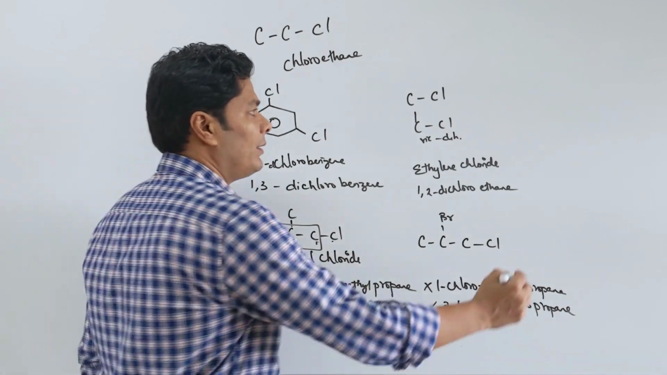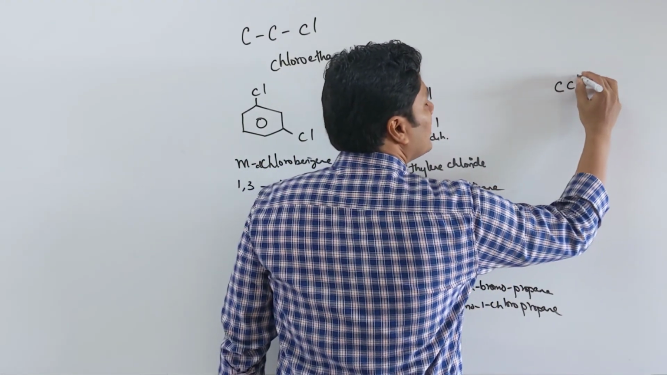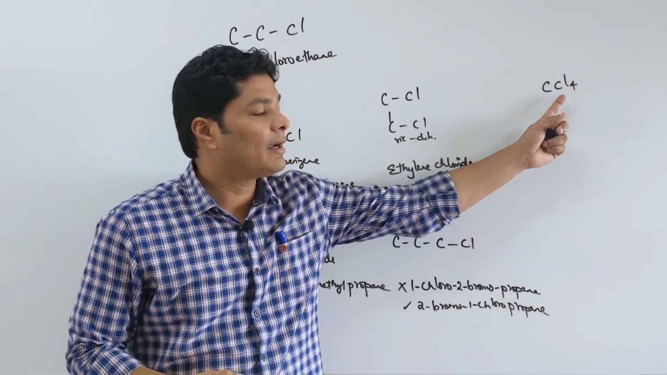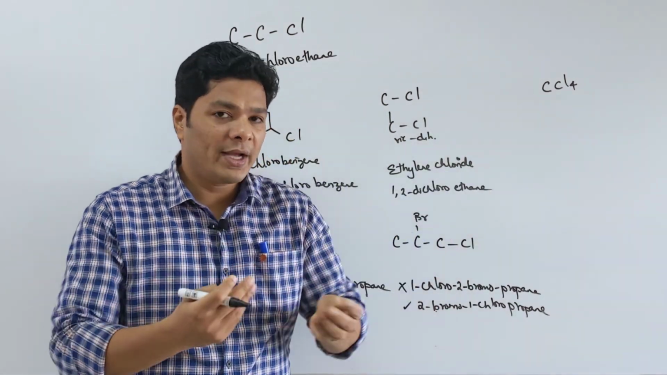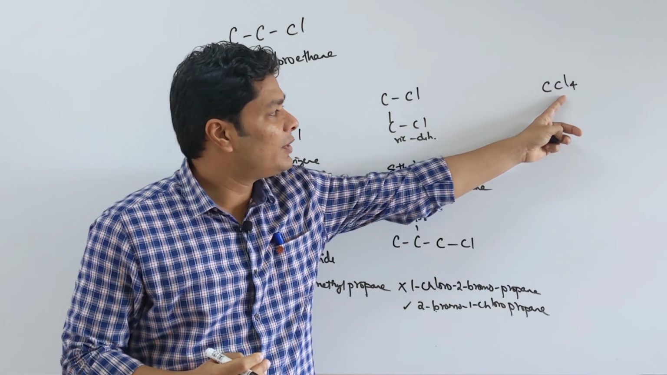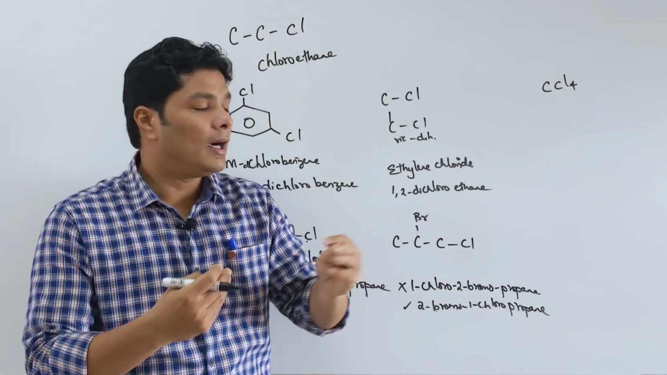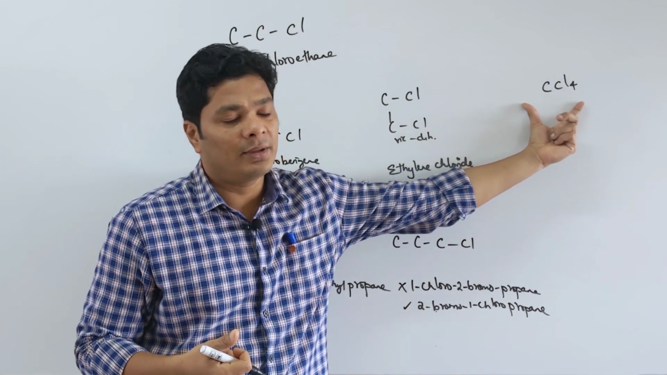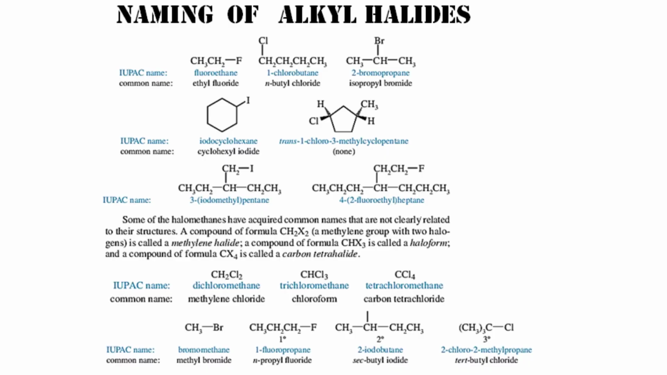The last one that we are going to see is CCl4. The common name for this is carbon tetrachloride, but you don't end with a chloride in IUPAC. This is actually written as tetrachloro, and there is only one carbon, so that is methane. So tetrachloromethane. That's the way IUPAC is going to work.